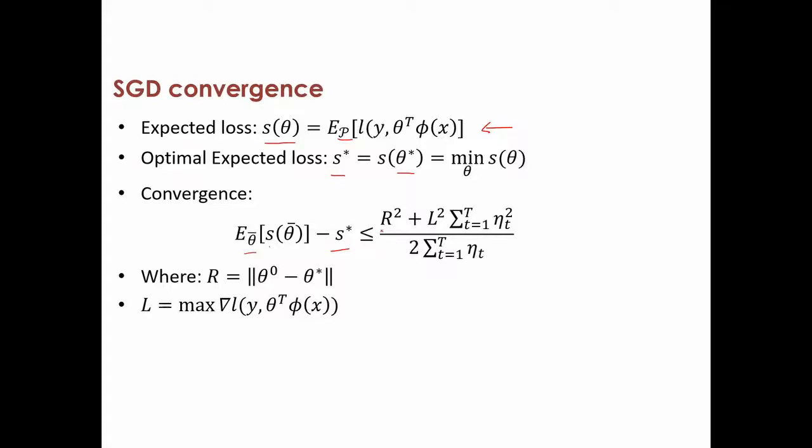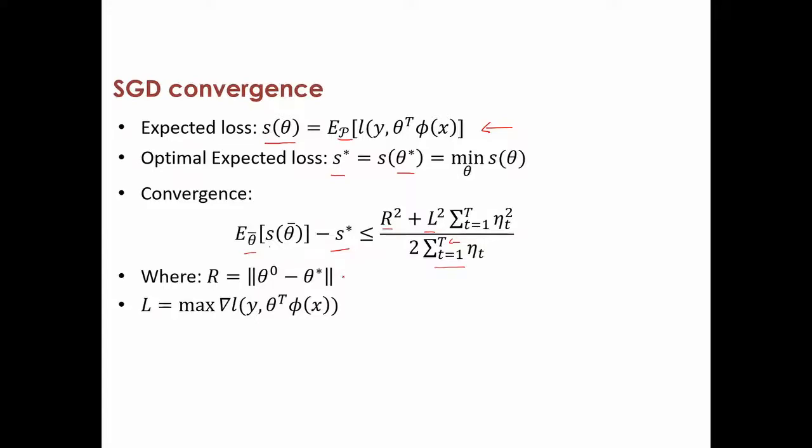this is less than or equal to R square plus L square summation over t equal to 1 to T of eta t square, divided by 2 summation over t equal to 1 to T of eta t. Just so, here R and L are constants. We will define what R and L are.